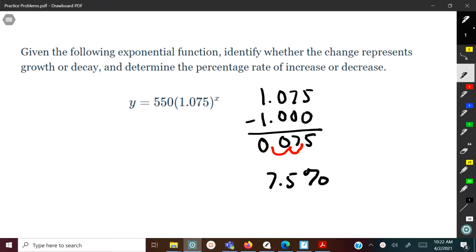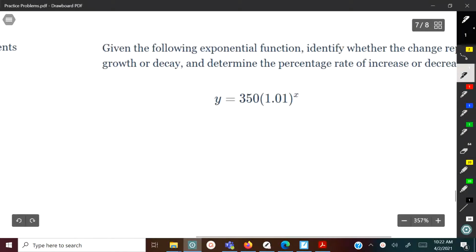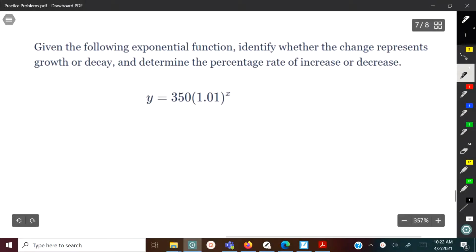Alright, take a look at this next example and see if you can solve it on your own. Alright, so first thing we're going to do is determine whether it's growth or decay. It's greater than 1, so it's growth. The next thing we're going to do is take the number in the parentheses, 1.01, and subtract 1 from it.